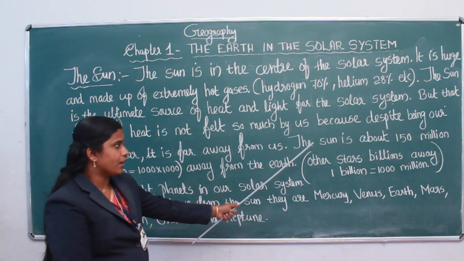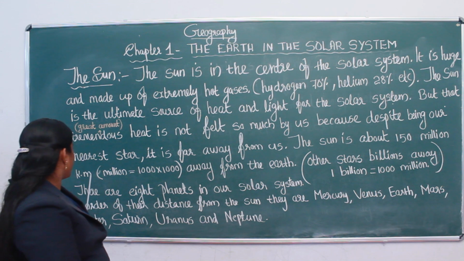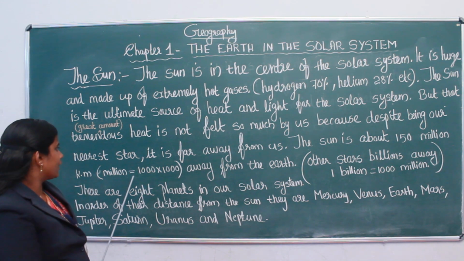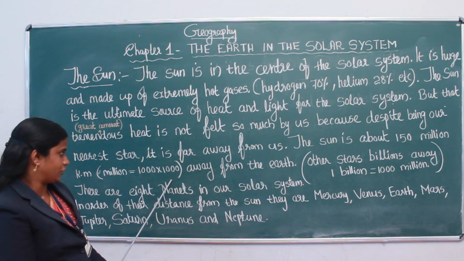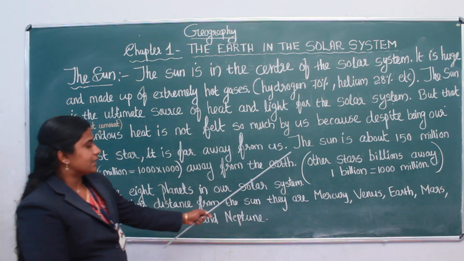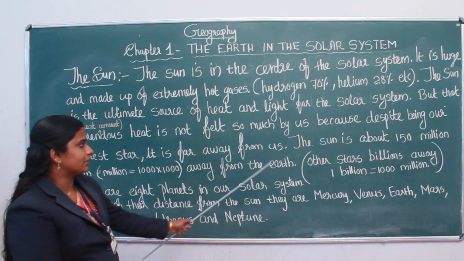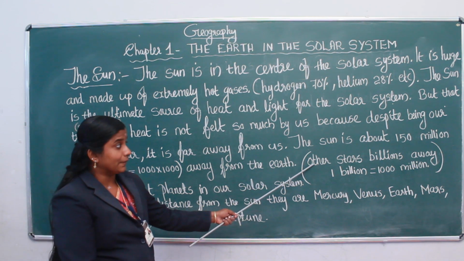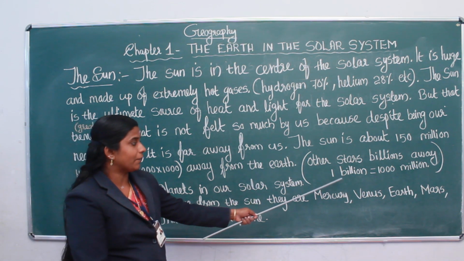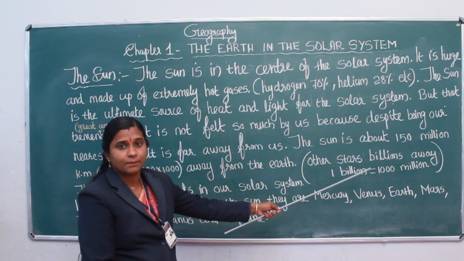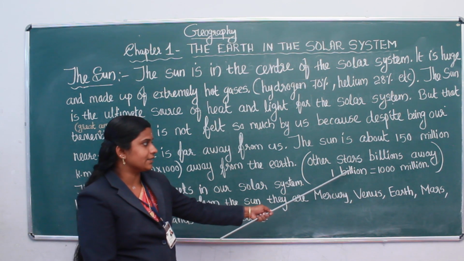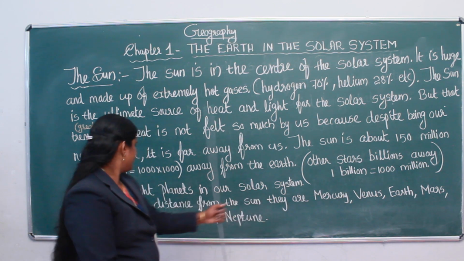The sun is about 150 million kilometers away from the earth. 1 million is equal to 1000 into 1000 kilometers. Other stars are millions away. Billion: 1 billion is equal to 1000 million.